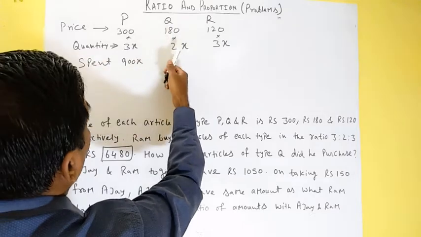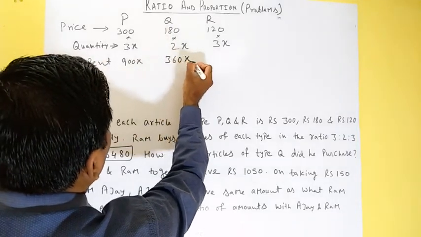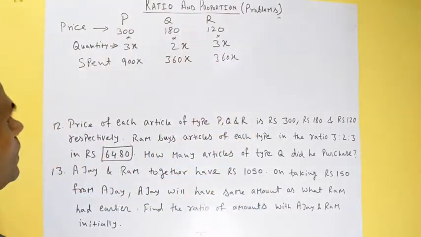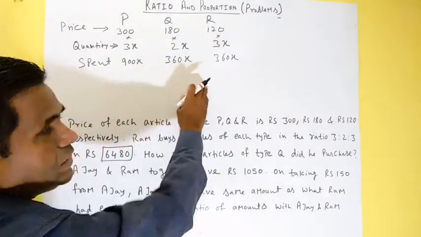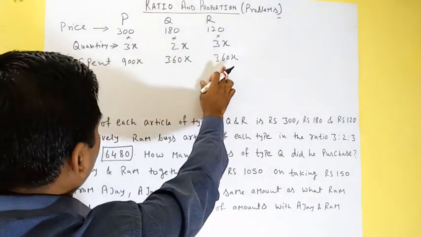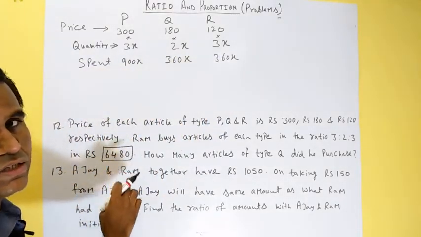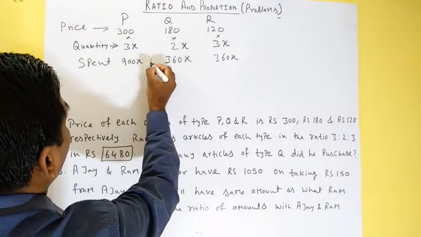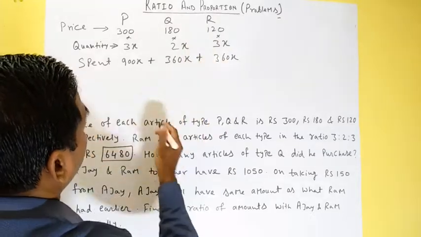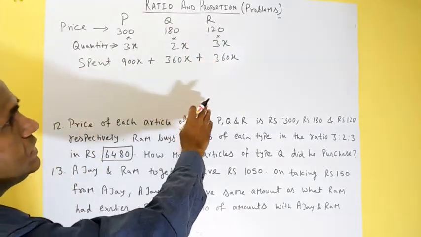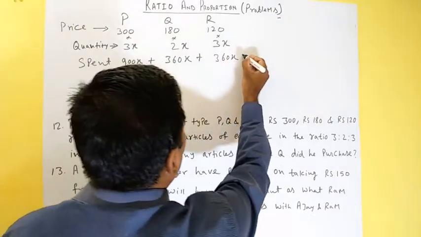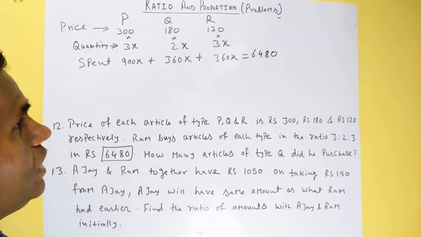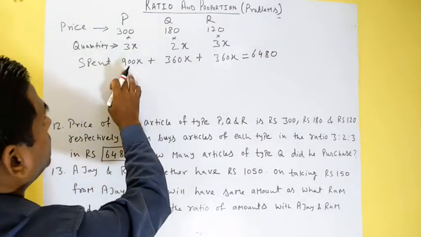360x, and 12 into 3 is also 360x. Okay, so this much he has spent on each article. So if we add these numbers, it will become 6480, because total he has spent 6480 rupees, right? So if we add here 900x plus 360x plus 360x, it will become 6480. Okay, now let's add it.